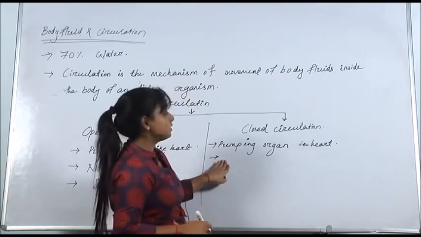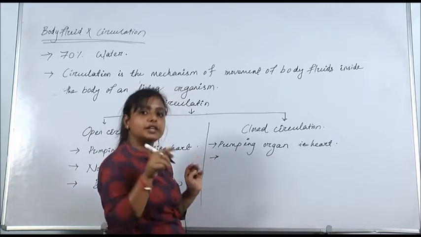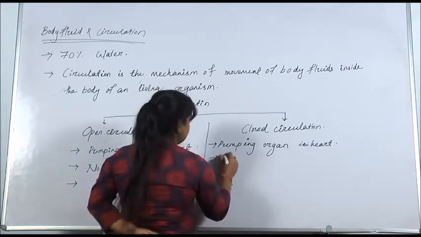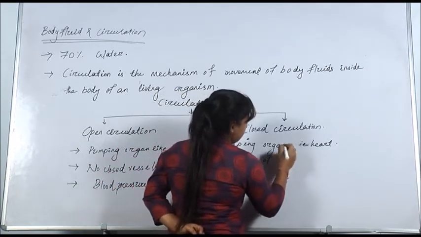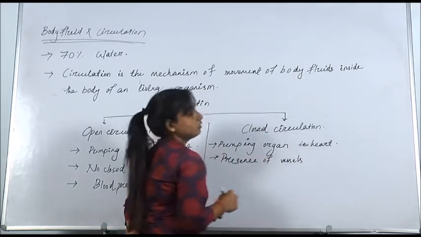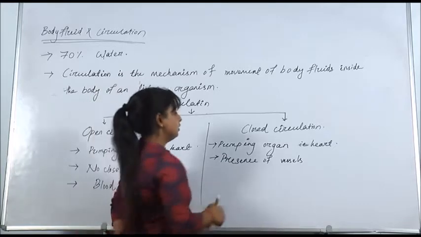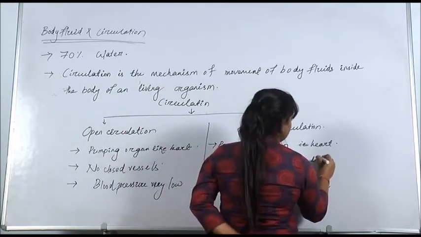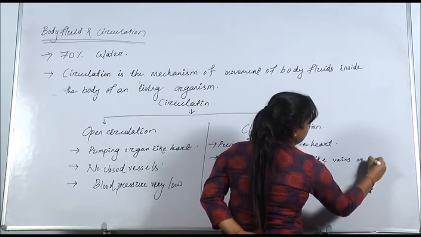So in case of closed circulation, the confined pathway is present for the extracellular fluid for its movement. So here there is the presence of vessels through which the blood or the body fluid will move. These vessels are like veins or arteries.